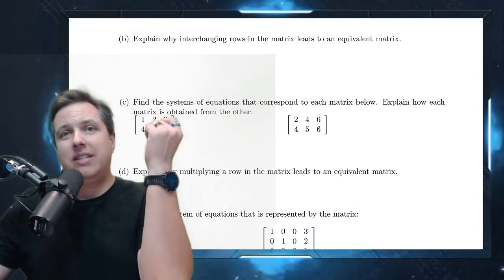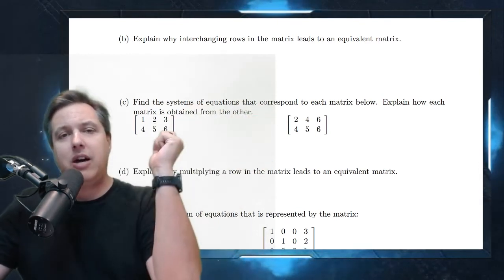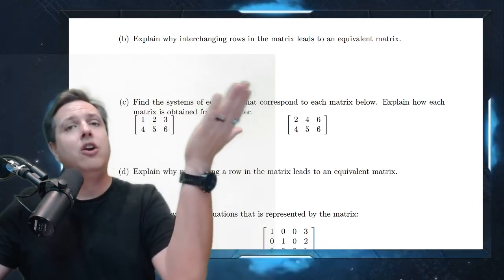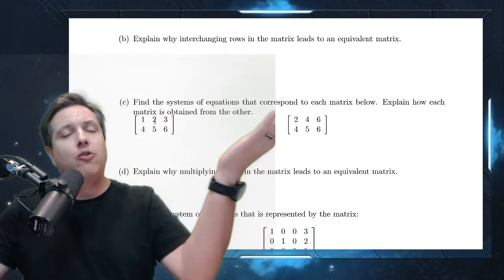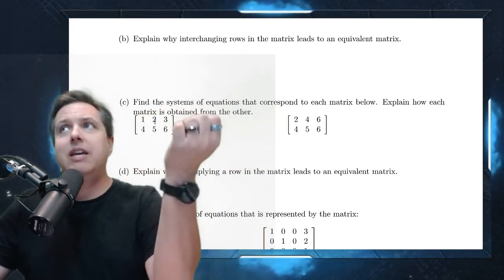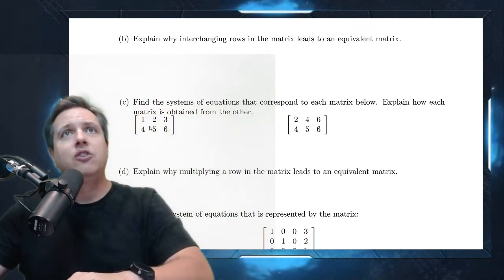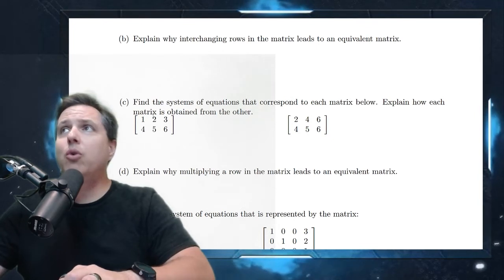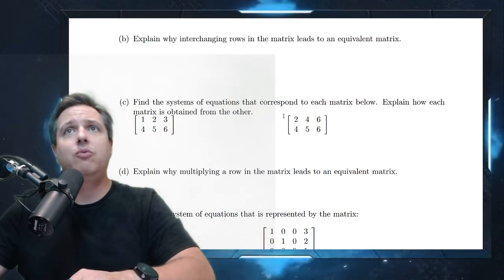So this is allowable because this is the tool we've been using for a long time, where you multiply the entire equation by a non-zero value. That's what we're doing here. Because remember, the row is representative of an equation. So if we multiply the entire row by the same thing, that's the same as multiplying the entire equation by the same thing. So that's what we've done here. We take row number 1, 1, 2, 3, we multiply it by 2, and we get 2, 4, 6. Okay? So we get that right there.